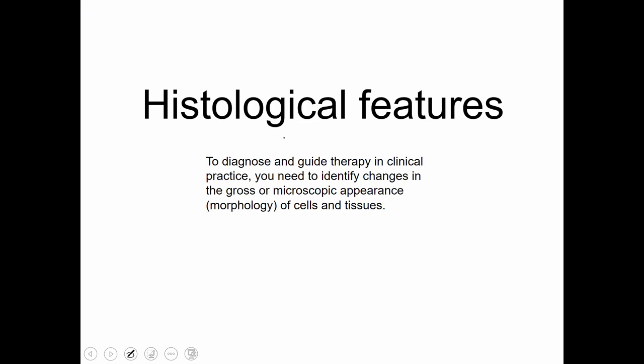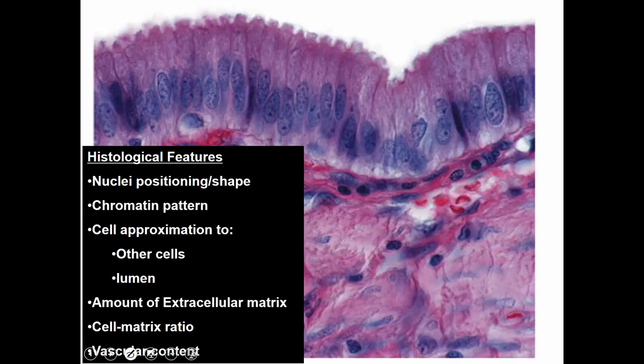Histological features. To diagnose and guide therapy in clinical practice, you need to identify changes in gross and microscopic appearance of cells and tissues. We just said that definition earlier, right? So what are you to look at in histology? Look at nuclear positioning and shape. The shape of the nucleus dictates the shape of the cell. Is it basal? Is it apical? Is it in the center?